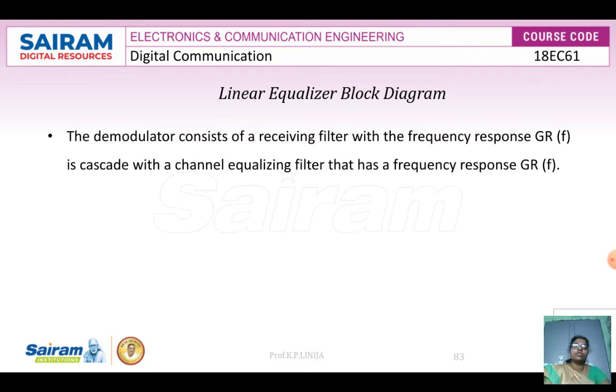Now we need to consider the demodulator, because the demodulator consists of a receiving filter. Its frequency response is GR of f, which is cascaded with a channel equalizing filter, and that channel equalizing filter has a frequency response GE of f.